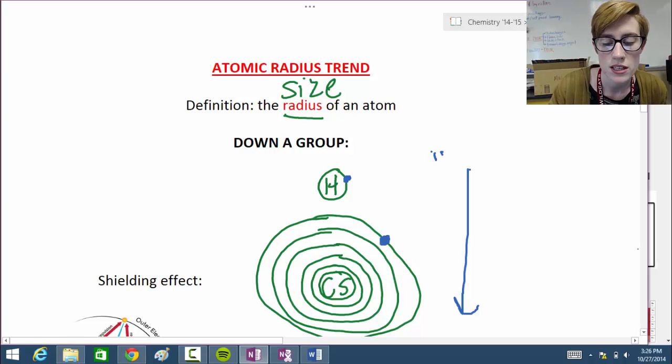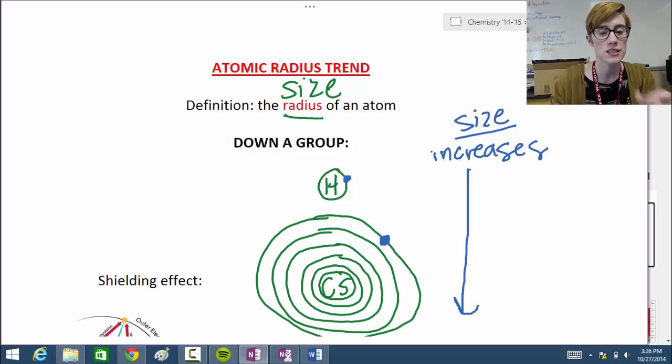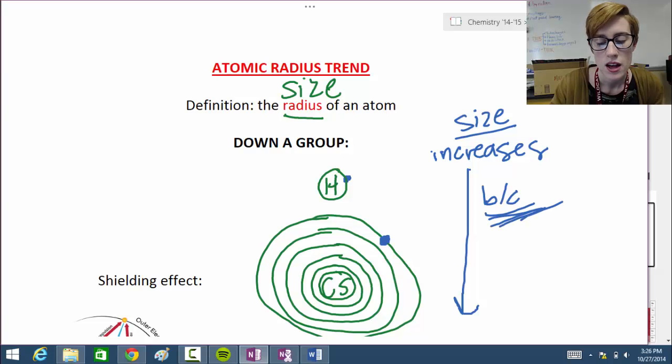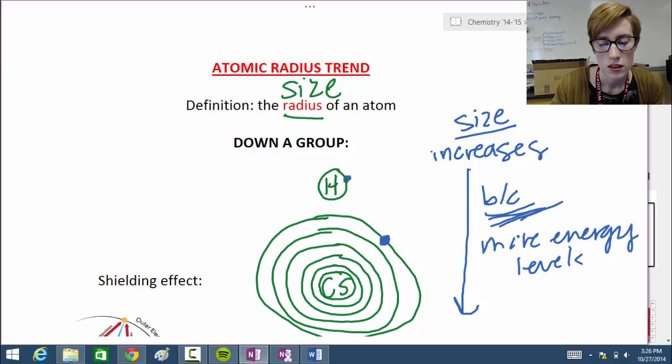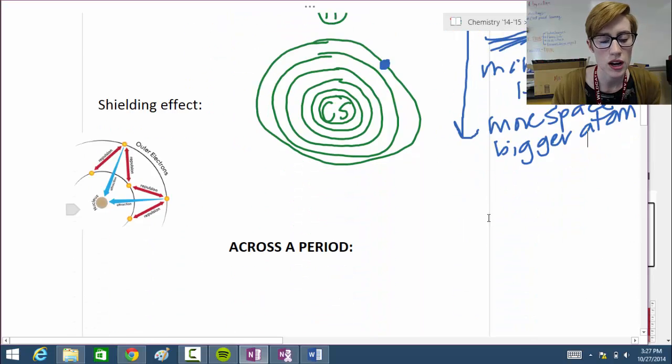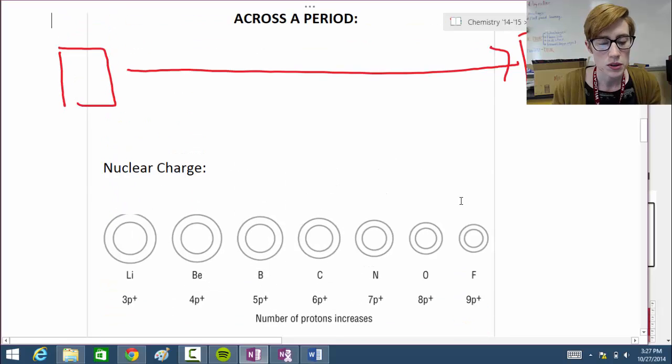So we see our radius here is getting bigger. The size increases, which means our atomic radius, the size of our atom, also increases. Now, the most important thing is not knowing that it increases, but knowing why it increases. Our size gets bigger because, this is important, more energy levels means more space, bigger size. More space, which means bigger atom. Okay, what about if I looked across a period? So across a period, what happens?